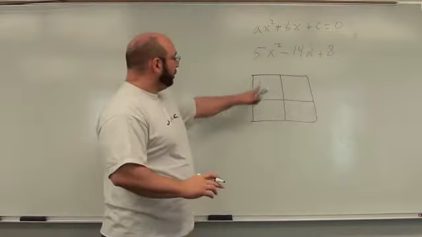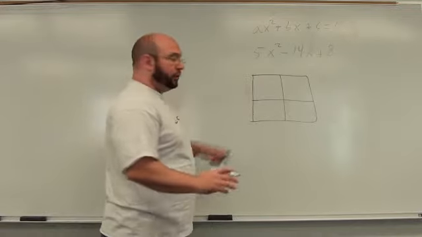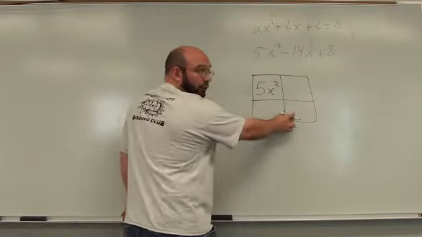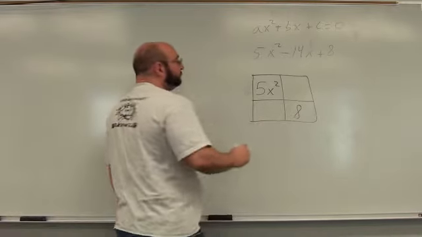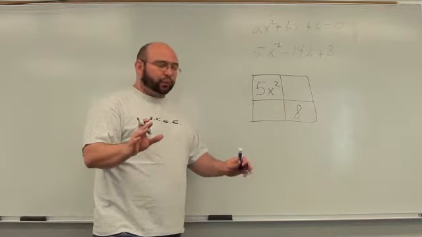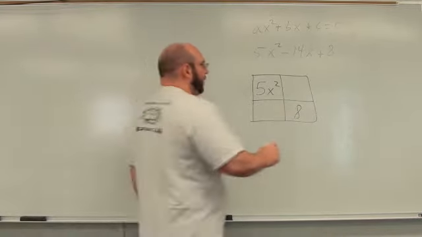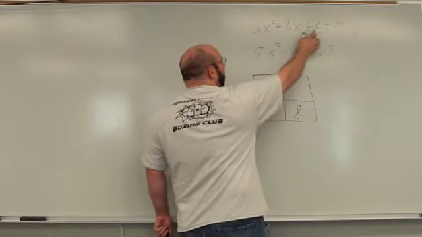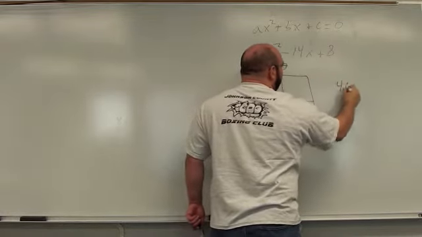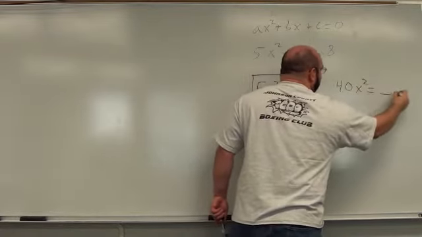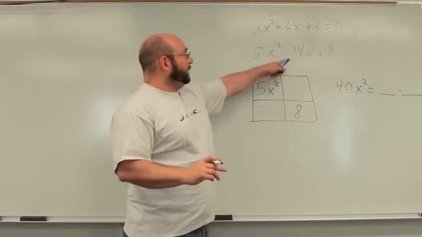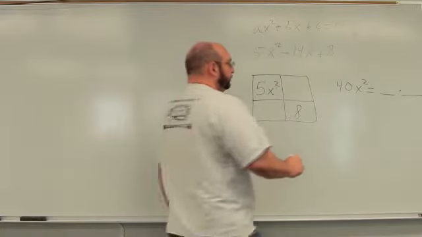Now remember, top left, our ax squared goes. 5x squared. Bottom right is where our c is going. So we've got our ax squared and our c. After this, the next thing we're going to do is take our ax squared times our c, which is 5x squared times 8, which is 40x squared. And that's going to be equal to something times our something. With that in mind, we also got to come up with a sum of negative 14x.